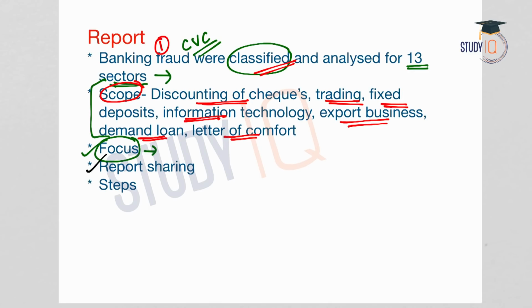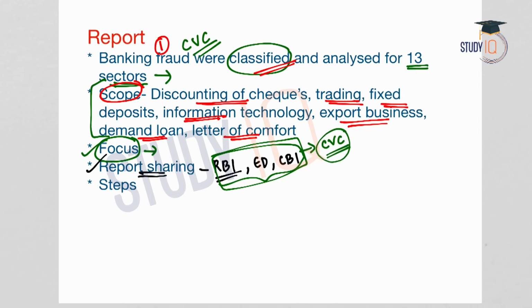Now, next is the report sharing. The CVC has shared this analysis report with the RBI, Reserve Bank of India, which is the monetary authority in the country, with the ED, that is Enforcement Directorate, with the CBI, Central Bureau of Investigation. So, mainly with these three bodies, the CVC has shared the analysis of the report. Now these stakeholders will have to act upon the report or the analysis made. So the RBI can take further steps based on the report. ED also can take steps. CBI can also take further steps based on the report.